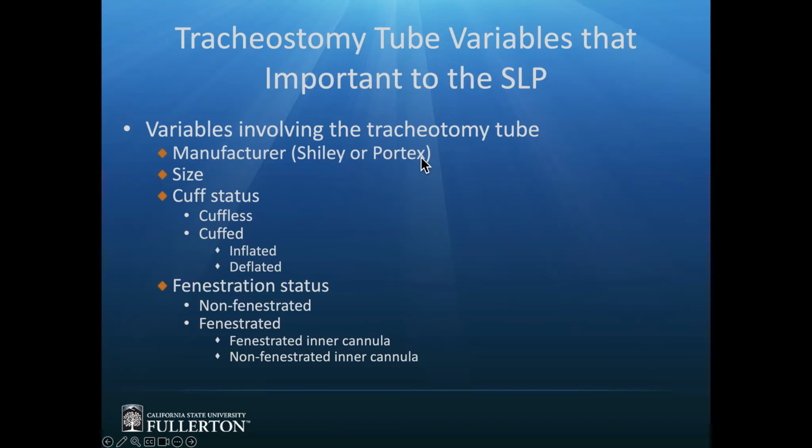You can go 10 to 8, or then to 6, but not to 4. That would be for a child. And you make sure you either have a cuffless or a cuff deflated tube. And if all that still does not work, put in a fenestrated, which is a new tube, by the way.